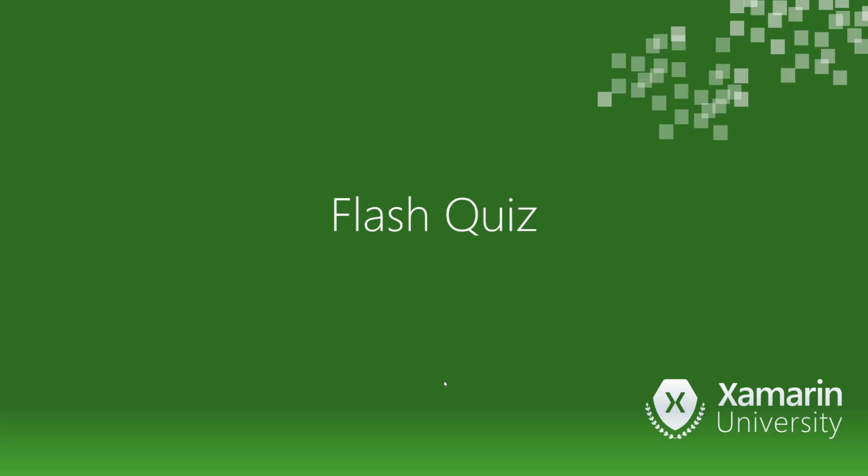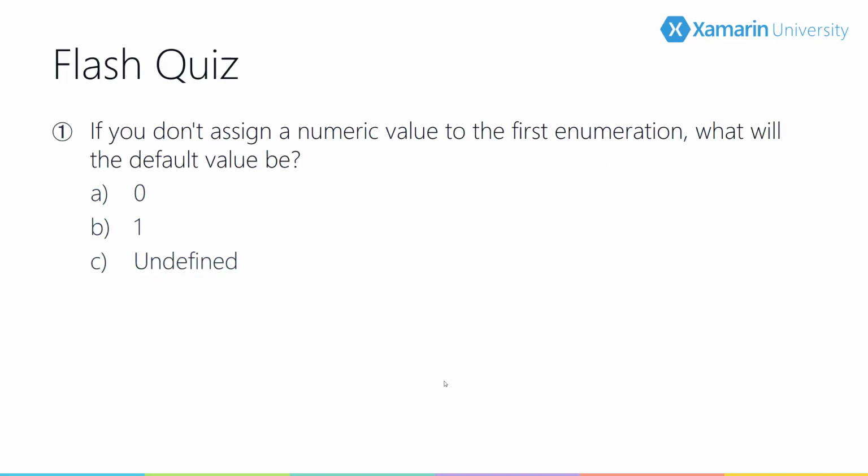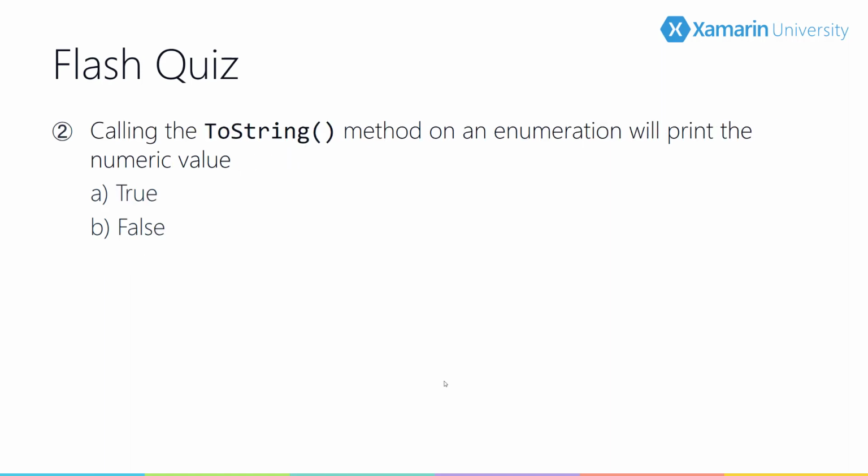All right, let's do another flash quiz. Question number 1. If you don't assign a numeric value to the first enumeration, what will the default value be? So the answer here is 0. Remember that when we didn't assign any values, the first, which was January, started at 0. Number 2, calling the toString method on an enumeration will print the numeric value. Is that true or false? And that is false. By calling toString, we get the string representation of the enumeration.